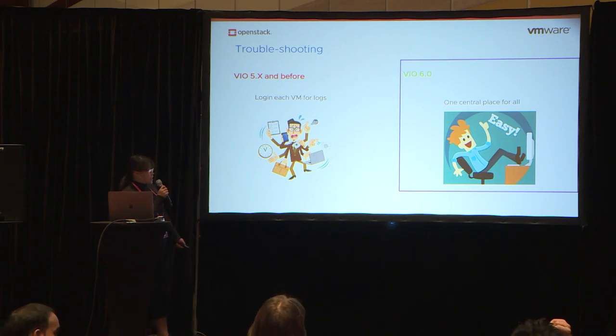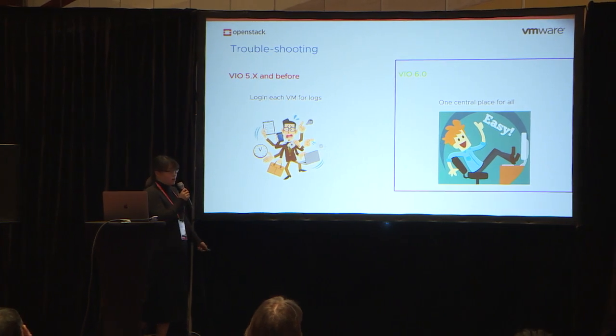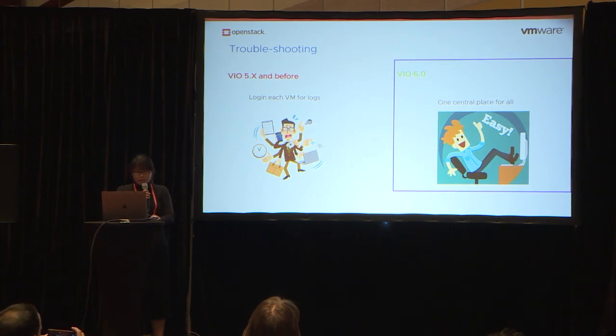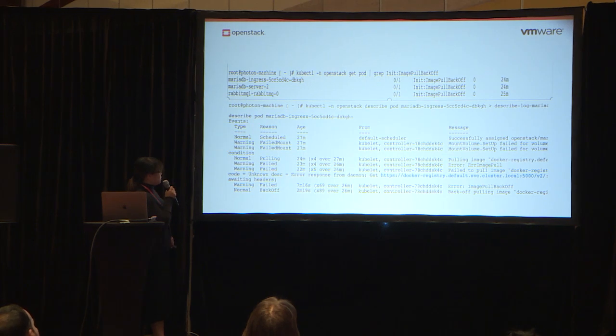In VIO 5.x and before, our OpenStack control plane is VM based. So if we want to view logs, we have to log on to all the VMs and access the logs. It's very painful. For VIO 6.0, we have a central place for all the logs, because it is container based and managed by Kubernetes. Take one example: kubectl will get all the pod information through some operations. For example, if you want to check whether there are some pods in error status, you can use these two command lines. You can easily find out what the problem is.